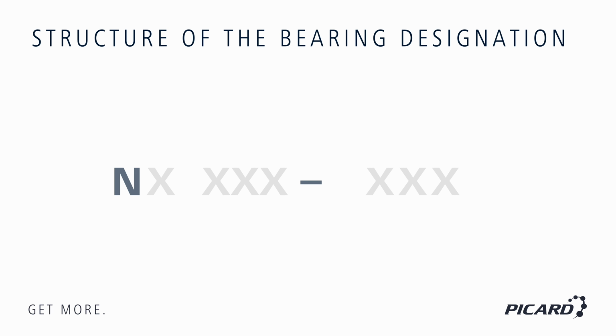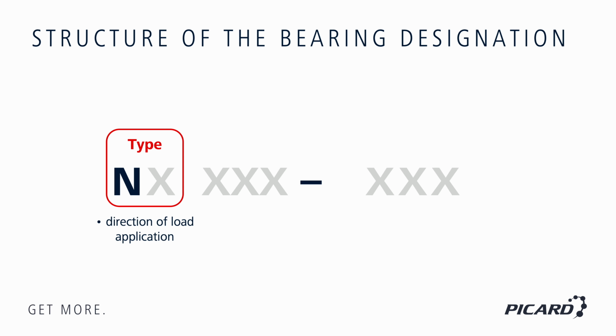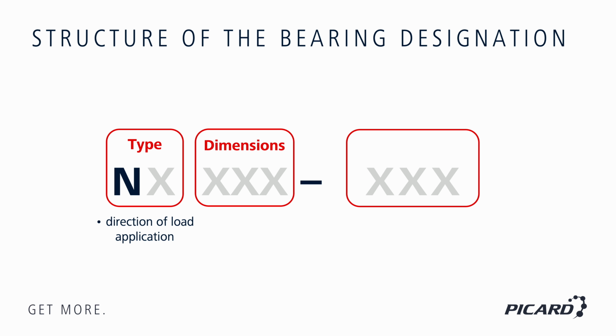The designation of a cylindrical roller bearing has followed a clear, standardized system since the 1930s. Each designation begins with the letter N, which indicates that the bearing is a cylindrical roller bearing. This is followed by additional letter combinations describing the design type. For example, whether and in which direction the bearing can accommodate axial loads. Next comes a numeric code defining the bearing dimensions. Finally, the designation is completed by suffixes, which provide additional information. For example, about the internal design, the cage, the internal clearance, or special versions.